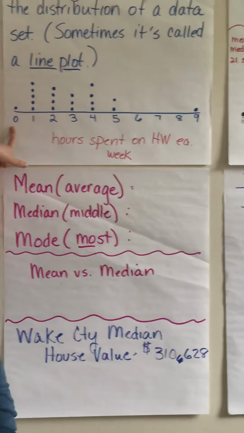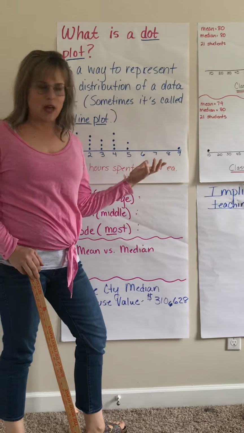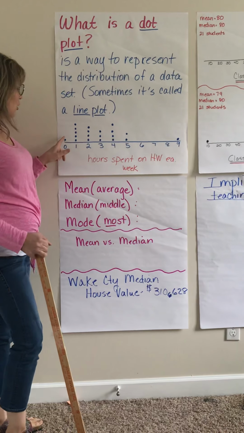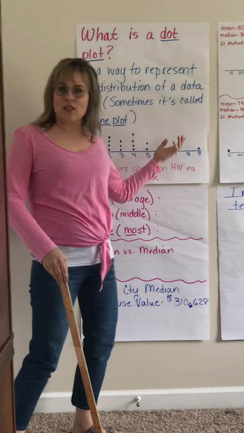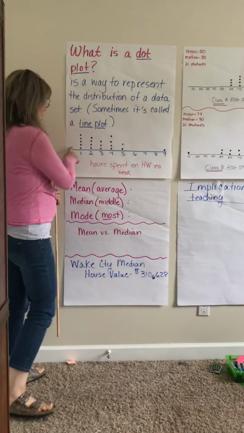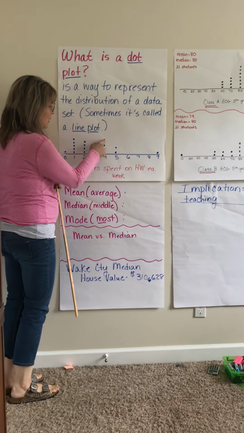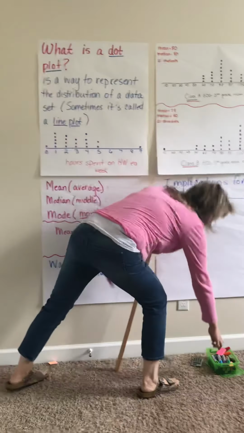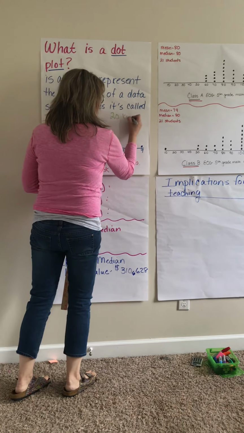This is a data set of hours spent on homework each week from some various class. So if you look, each one of these dots represents a student. So how many kids are in this class, or how many kids are represented by this data set? 1, 2, 3, 4, 5, 6, 7, 8, 9, 10, 11, 12, 13, 14, 15, 16, 17, 18, 19, 20. So 20 kids.